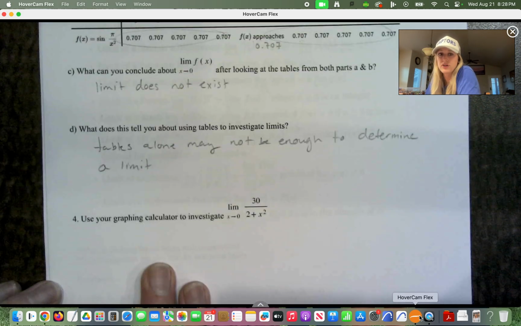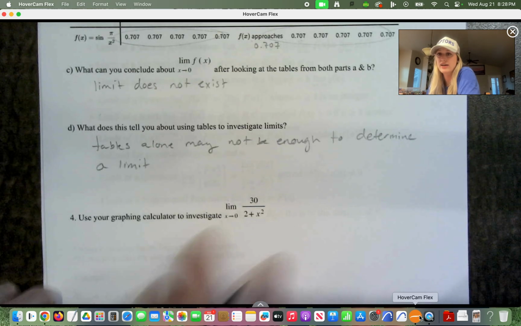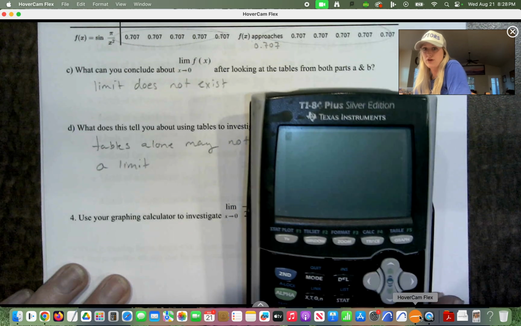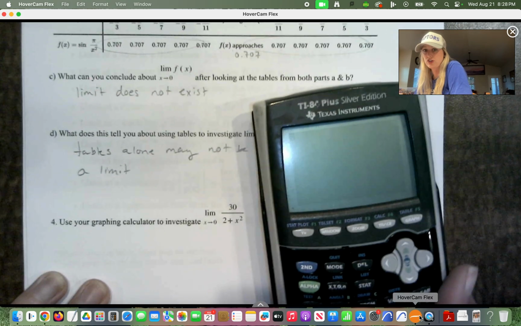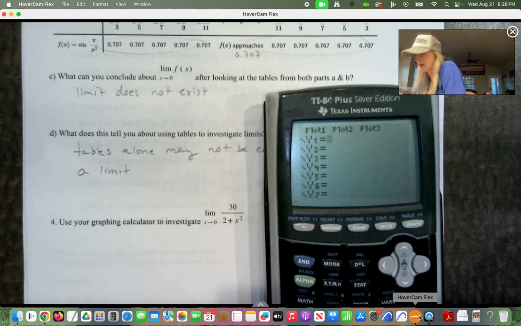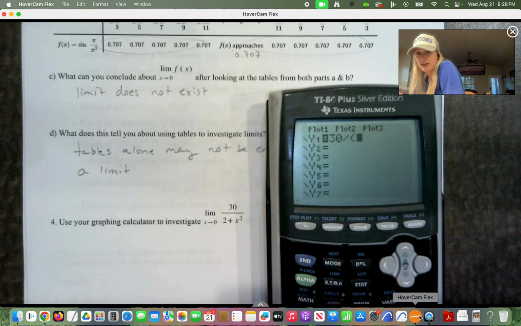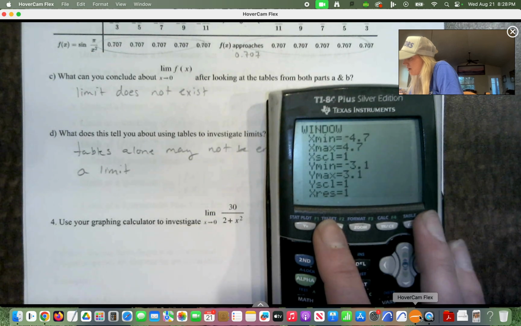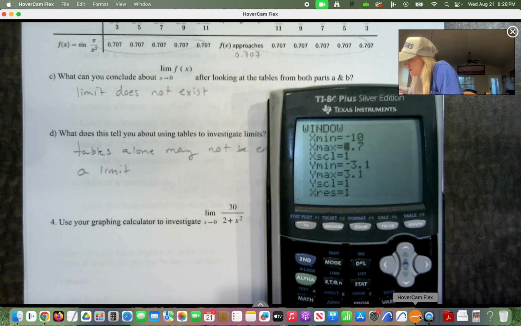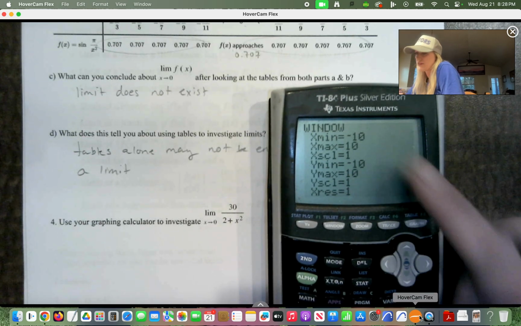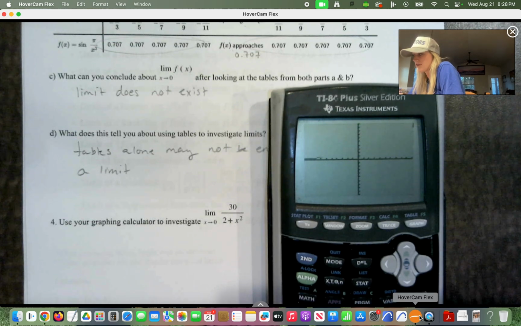All right, now this one, we're gonna use our graphing calculator to investigate, okay? I'm actually gonna use my TI-84 on this one, okay? So if I were to graph this function, we are gonna go to y equals, and I'm gonna type in this function. So I have 30 divided by 2 plus x squared. All right, and sorry, this is your standard window. So your default on your calculator will have these values in your window. Go ahead and just graph it with that.